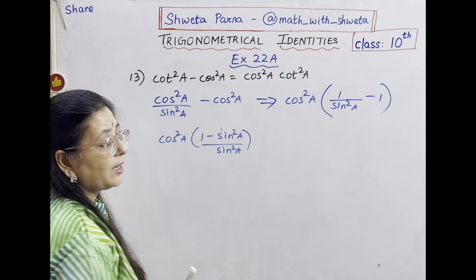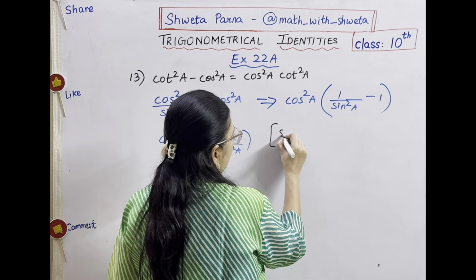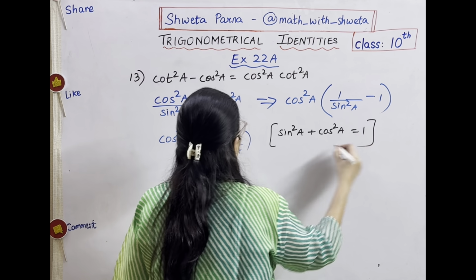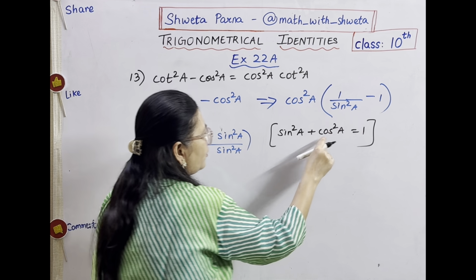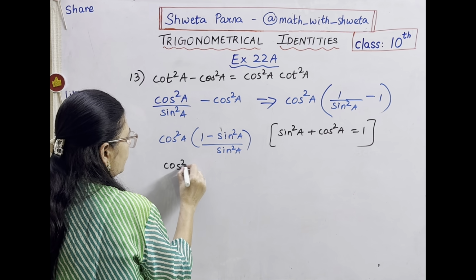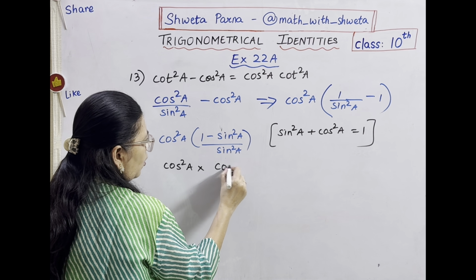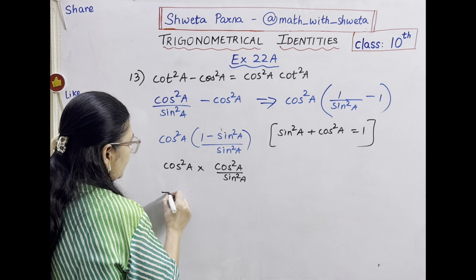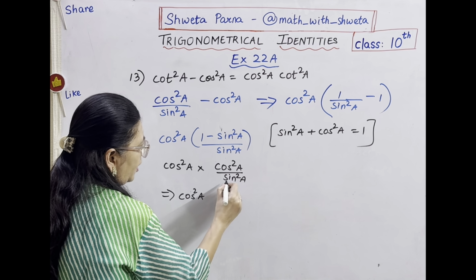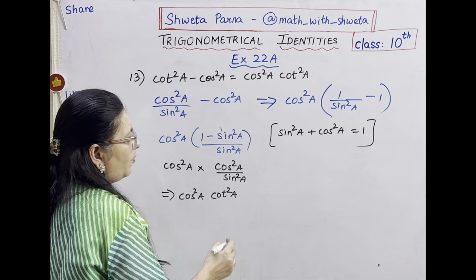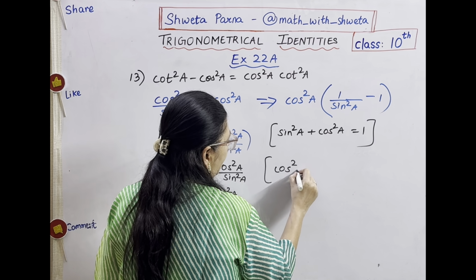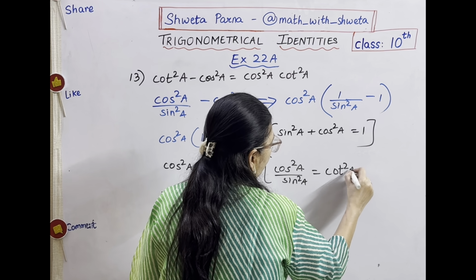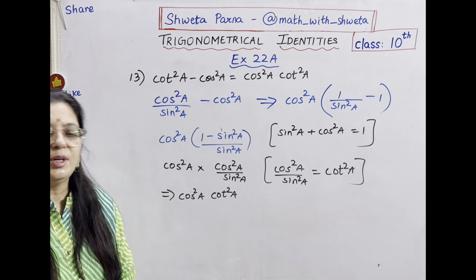Correct? Now 1 minus sin square A is what? Remember the identity? Sin square A plus cos square A is equal to 1. So 1 minus sin square A is cos square A. So this is cos square A into cos square A upon sin square A. Okay. So this you will get as cos square A into cot square A. Why? Because cos square A upon sin square A is equal to cot square A. Okay.